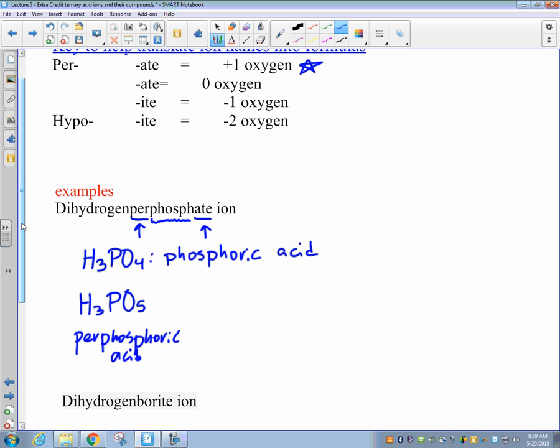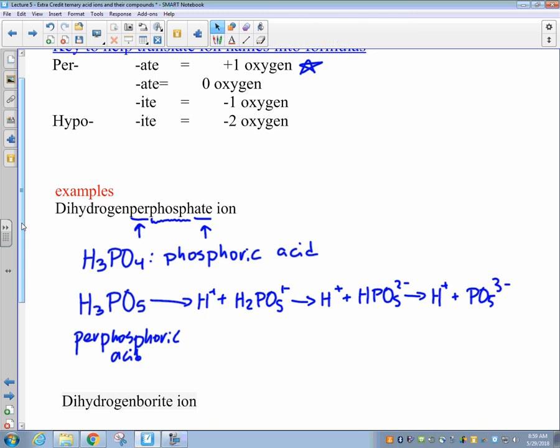And now we can look at the dissociation that yields the ions. Upon dissociation, the species H3PO5 would split apart into a hydrogen ion and H2PO5 1 negative. They can further split apart into H positive and HPO5 2 negative, which can then lastly split apart to H positive and PO5 3 negative.